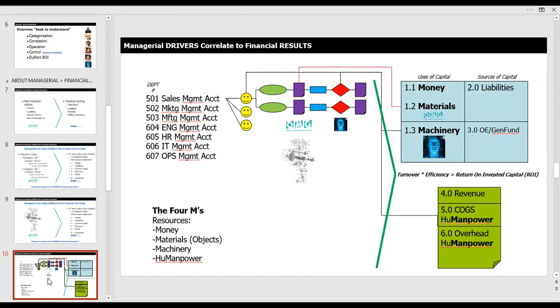And then uses of capital represent money, materials, and machinery, which are resources that we talk about anytime we do a project. Oh yeah, money, materials, machinery. And then underneath, you have an income statement. We have revenue, 4.0, then cost of goods sold, 5.0, and then 6 is overhead. Remember, I did the numbering. And of course, my cost of goods sold and my overhead is where my humans exist, my human manpower, whatever. And that whole thing is how every institution operates.